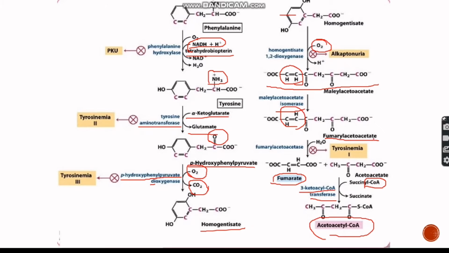This fumarylacetoacetate will be converted into two products. One is fumarate and the other is acetoacetate. This acetoacetate will then be converted into acetoacetyl-CoA with the help of the enzyme 3-ketoacyl-CoA transferase. It will actually transfer this CoA group from succinyl CoA to the acetoacetate and make acetoacetyl-CoA. Like here, this S-CoA will be incorporated and this succinyl CoA will be converted into succinate.